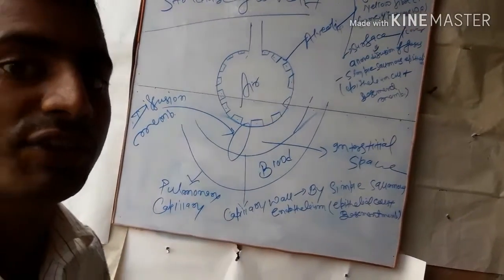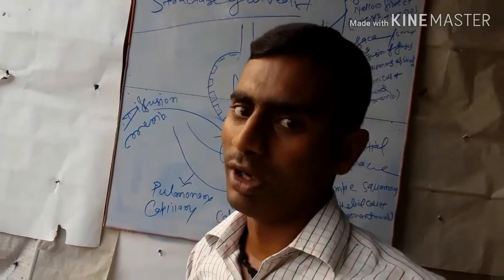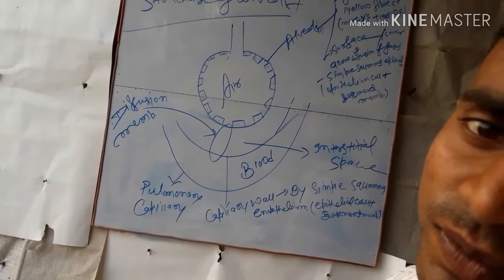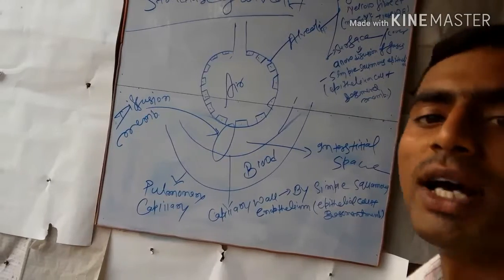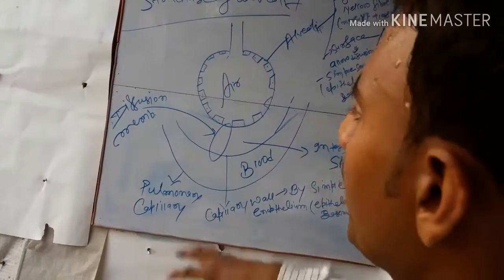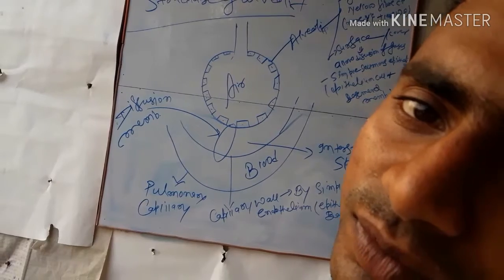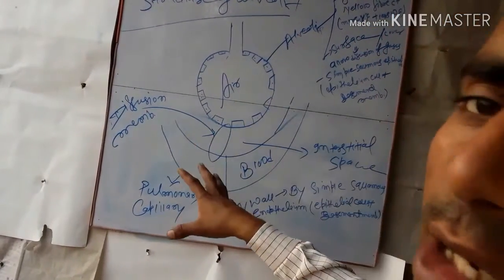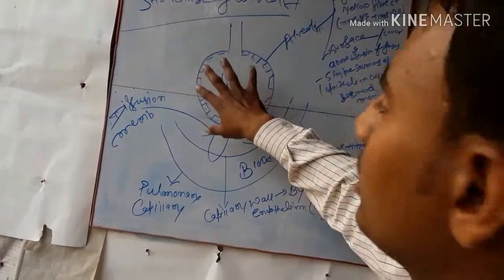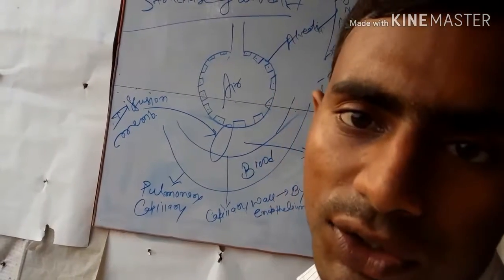So now the structure of the alveoli. What is the structure of the alveoli? This is the figure of the alveoli. Inside the alveoli air is present, and this is the outer surface. This is the complete alveolus, and in the alveolus one part is the frame and the other is the surface.